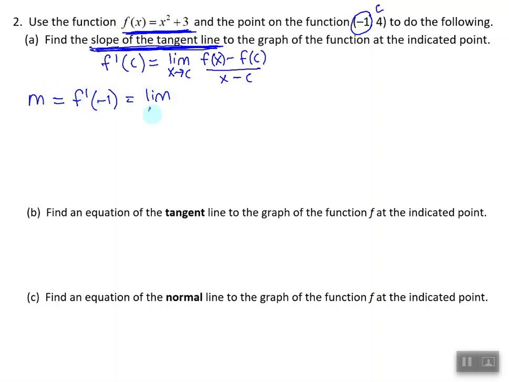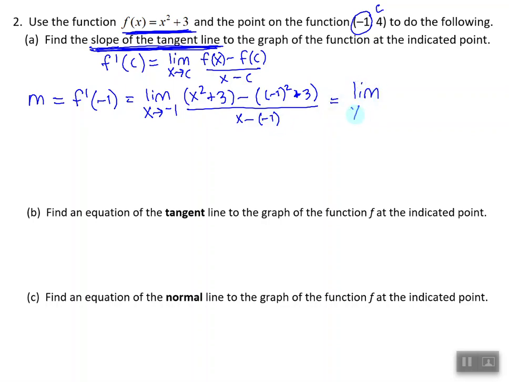which is the limit as x approaches negative 1 of f of x, which is x squared plus 3, minus f of c, which is our c plugged in to the function, negative 1 squared plus 3, divided by x minus negative 1. Let's simplify this expression and see what we have.